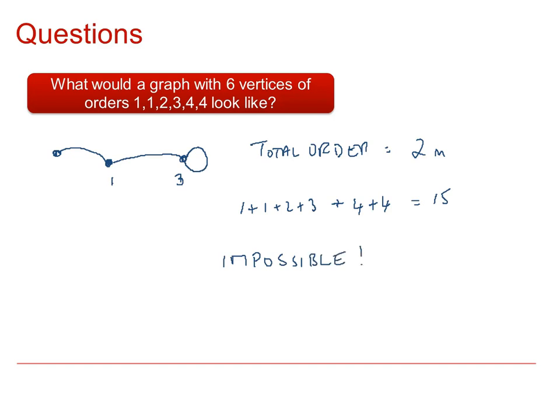It's an important lesson. There is a little theorem called the Handshake Lemma, which says that the total order of the vertices in a graph must be an even number.